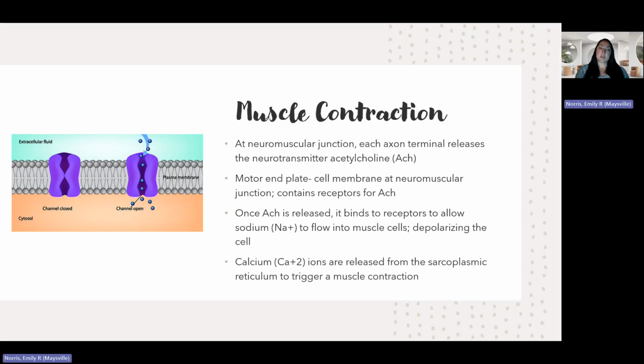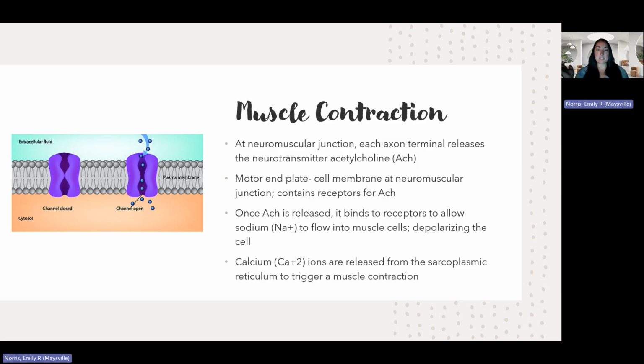Muscle contraction. At the neuromuscular junction, each axon terminal releases a neurotransmitter, acetylcholine. The motor end plate is the cell membrane at the neuromuscular junction, and contains those receptors for the acetylcholine. Once that acetylcholine is released, it binds to the receptors, and then it allows sodium to flow into the muscle to depolarize the cell and then cause that muscle contraction.